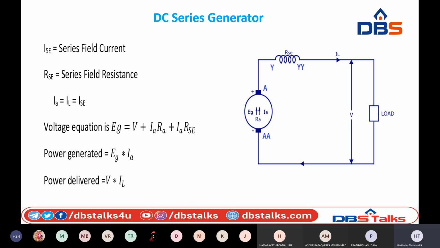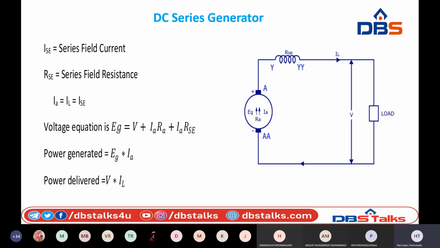So that means we can look at the picture. IA is flowing to the ISC. Here RSC is there, ISC and IL all are in series. IA, ISC, IL. That is nothing but series means currents are same. IA equal to ISC equal to IL. ISC is the series field current and RSC is series field resistance.